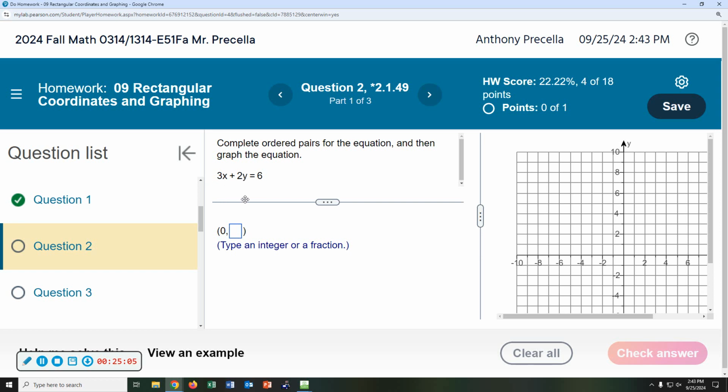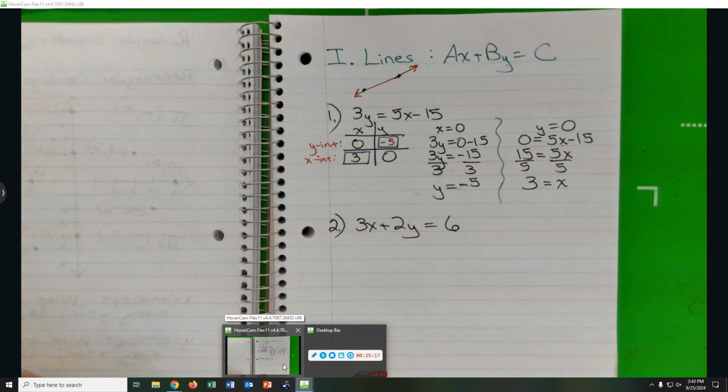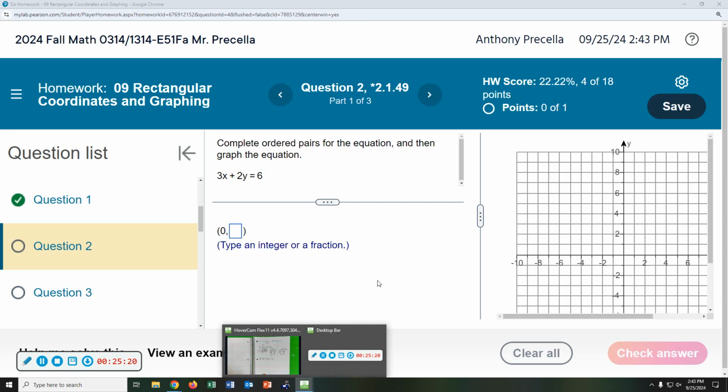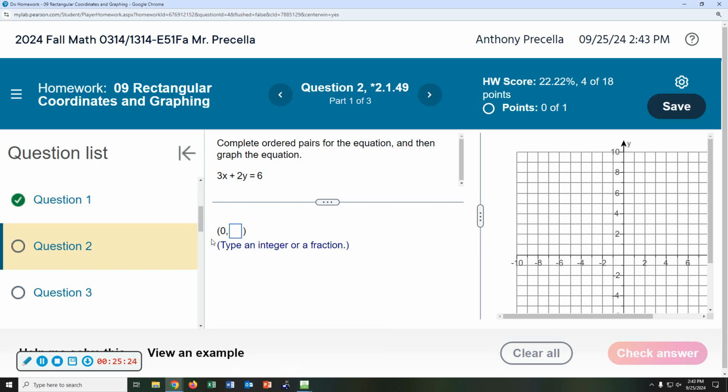You've got to know that you're trying to graph a line so you know which button to click on the graphing tool. 3x plus 2y equals 6. Hey, look at that. They didn't give us a table. Go back to what they have there. Look at what they've done. What does that mean? We have a 0, comma, blank. Plug in blank for blank. What's it saying?